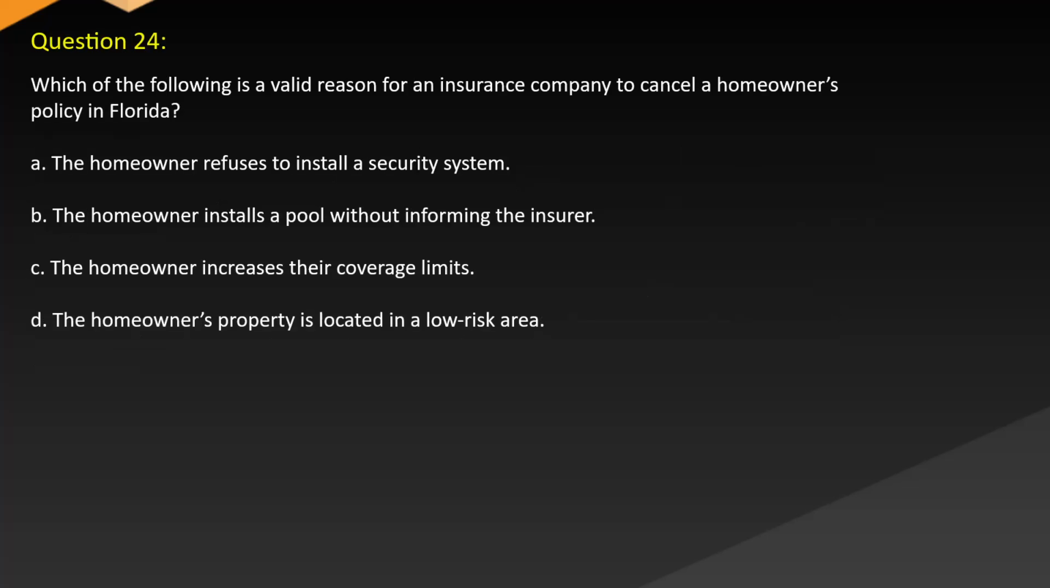Question 24. Which of the following is a valid reason for an insurance company to cancel a homeowner's policy in Florida? A. The homeowner refuses to install a security system. B. The homeowner installs a pool without informing the insurer. C. The homeowner increases their coverage limits. D. The homeowner's property is located in a low-risk area.